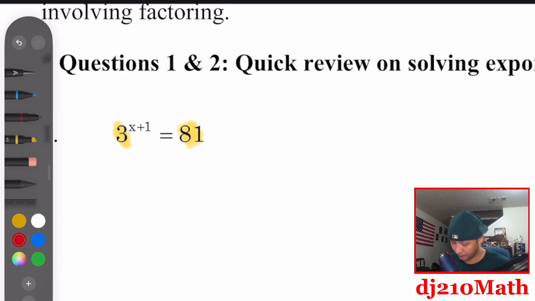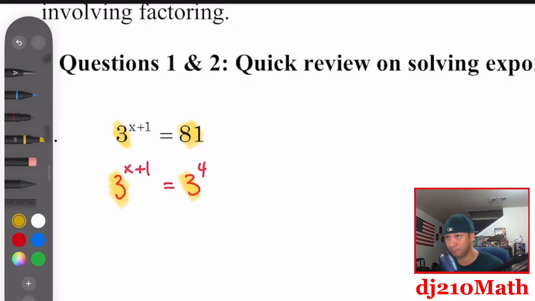So on the left, this is 3^(x+1). 81 is 3 to the 4th power. 3 times 3 is 9, times 3 is 27, times 3 is 81. So 3 to the 4th power. Here the bases match, so I really don't care what the bases are at this point. It's the exponents that matter to me. Because the bases match, the exponents are what's important.